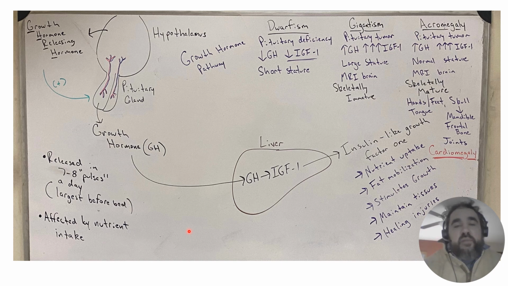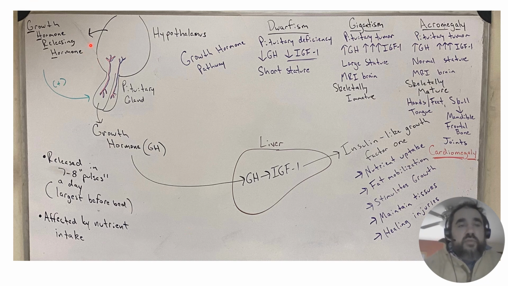Okay, those are the three main pathways. So we had the hypothalamic pituitary thyroid axis, the hypothalamic pituitary adrenal axis, and then the hypothalamic pituitary gonadal axis. So the gonads are ovaries in females, testicles in men.